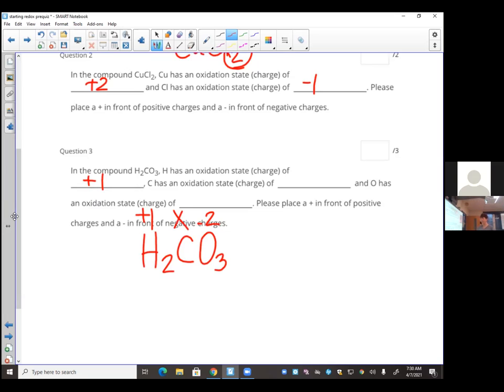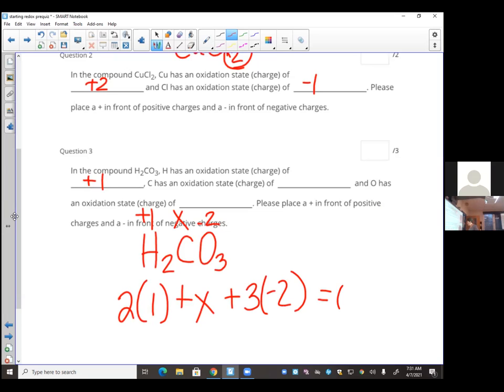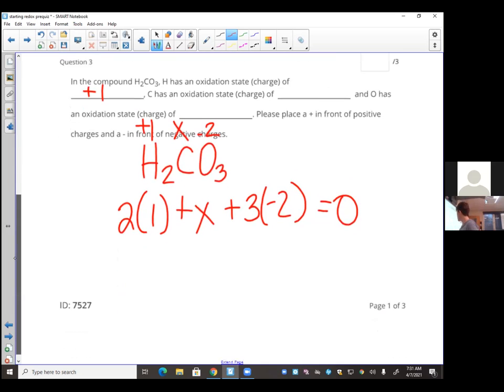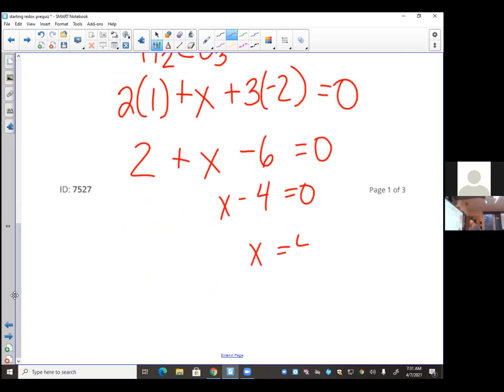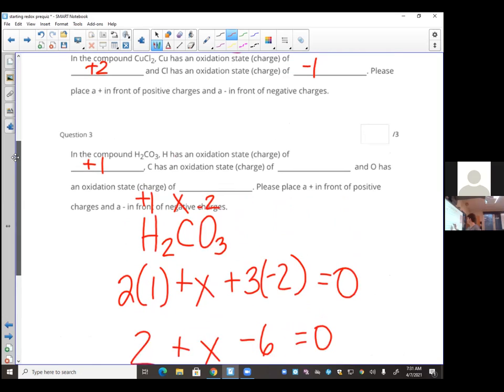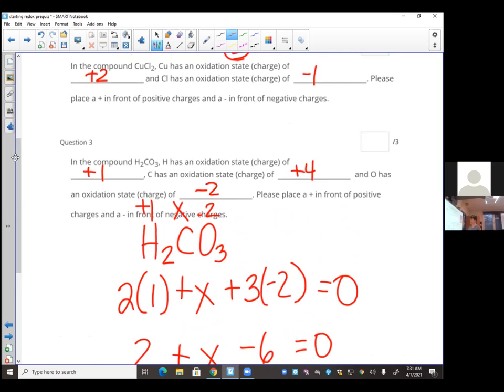I'm going to put an X for my carbon. I don't know what carbon is. I have 2 H's and each one is a +1. So 2 +1s plus 1 X plus 3 -2s should all come out to 0. All of the charges times the number of atoms should come out to 0. So 2 plus X minus 6 equals 0. 2 from -6 is -4, so X minus 4 equals 0. So X is equal to 4. I go up here and type in carbon has a state of +4 and oxygen -2.